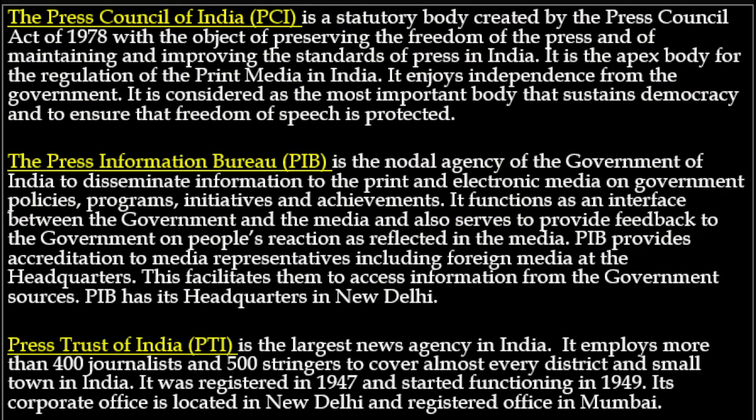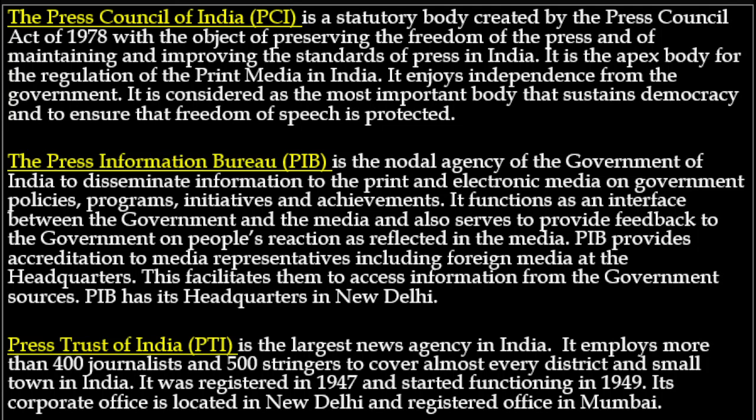The Press Council of India is a statutory body created by the Press Council Act of 1978 with the objective of preserving the freedom of the press and of maintaining and improving the standards of the press in India. It's the apex body for the regulation of print media in India. It enjoys independence from the government. It is considered the most important body that sustains democracy and ensures that freedom of speech is protected.